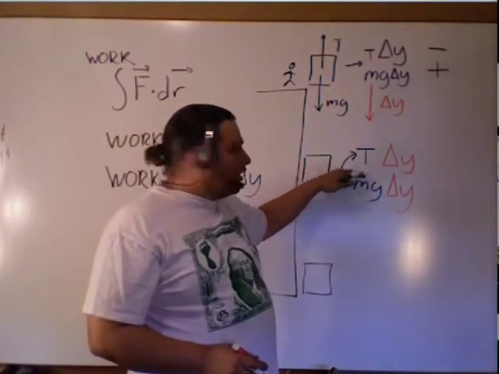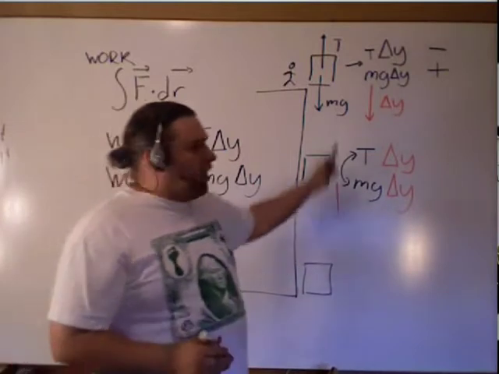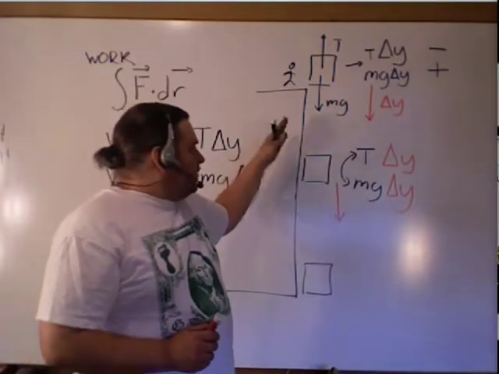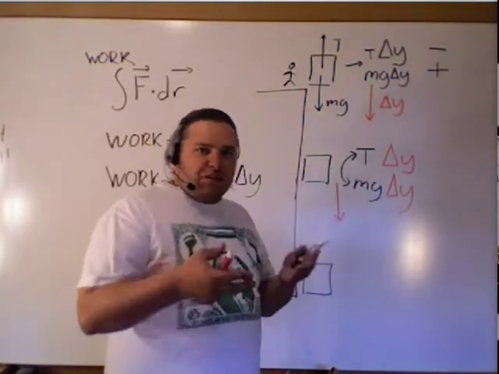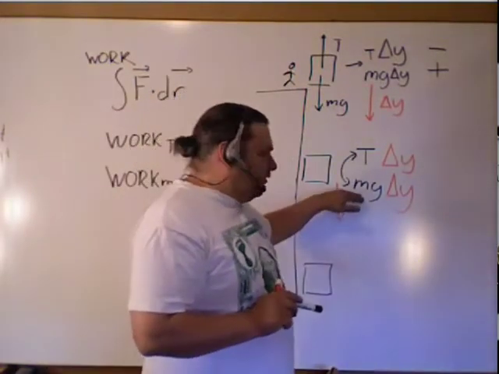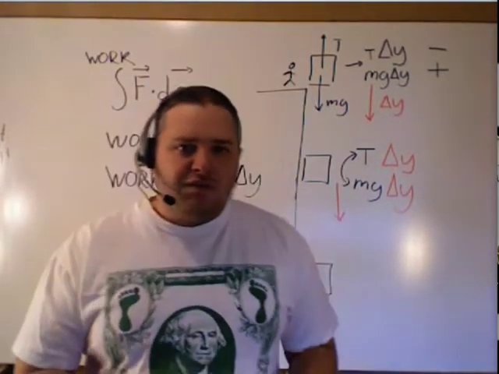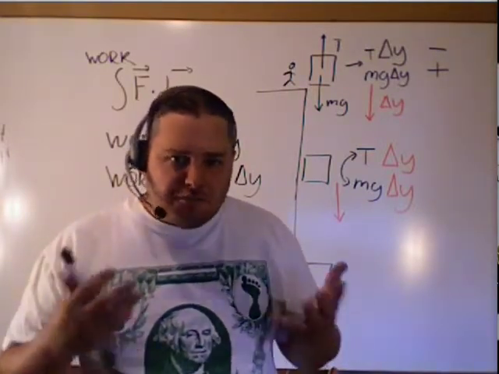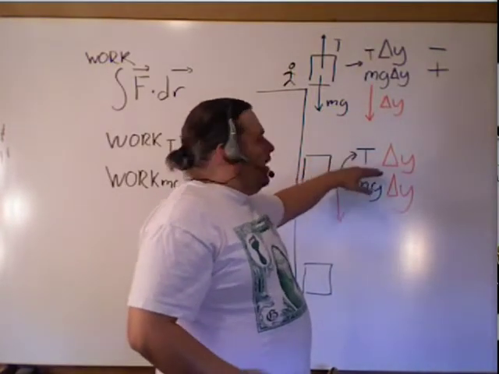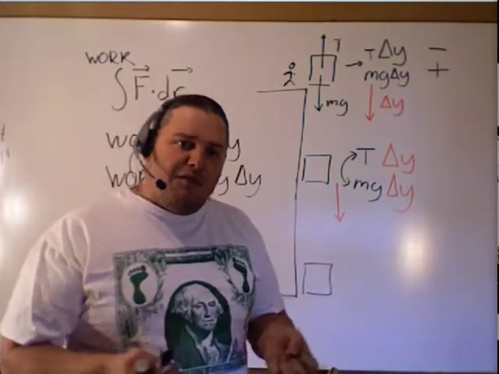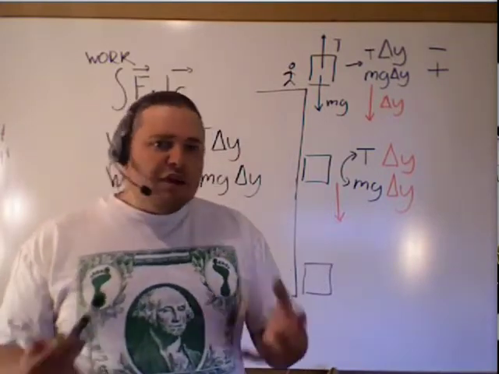Tension is still doing negative work because the displacement is still down. So tension is still going to be in the opposite direction of it. So tension being up and the displacement being down means that it's doing negative work, so it's attempting to slow the elevator down. Gravity is still going to be down, the same direction as the displacement, so it's attempting to speed the object up. But because it's moving at a constant speed, the amount of attempt to slow the object down and the amount of attempt to speed the object up are equal to each other.